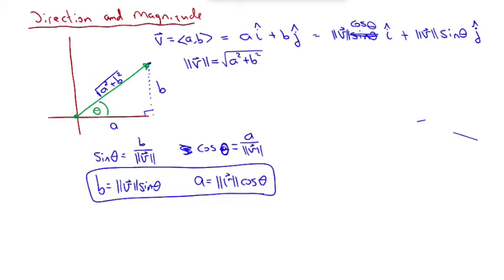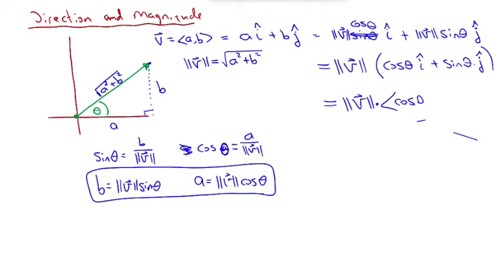Other than the signs being exactly the same, is there anything else in common? The magnitude. So I can factor out the magnitude. What's left behind is cosine of theta i plus sine of theta j. I like i's and j's because it allows you to do the algebra, but after you get them, I like going back to components. So this is the magnitude of v times the vector ⟨cosine theta, sine theta⟩.